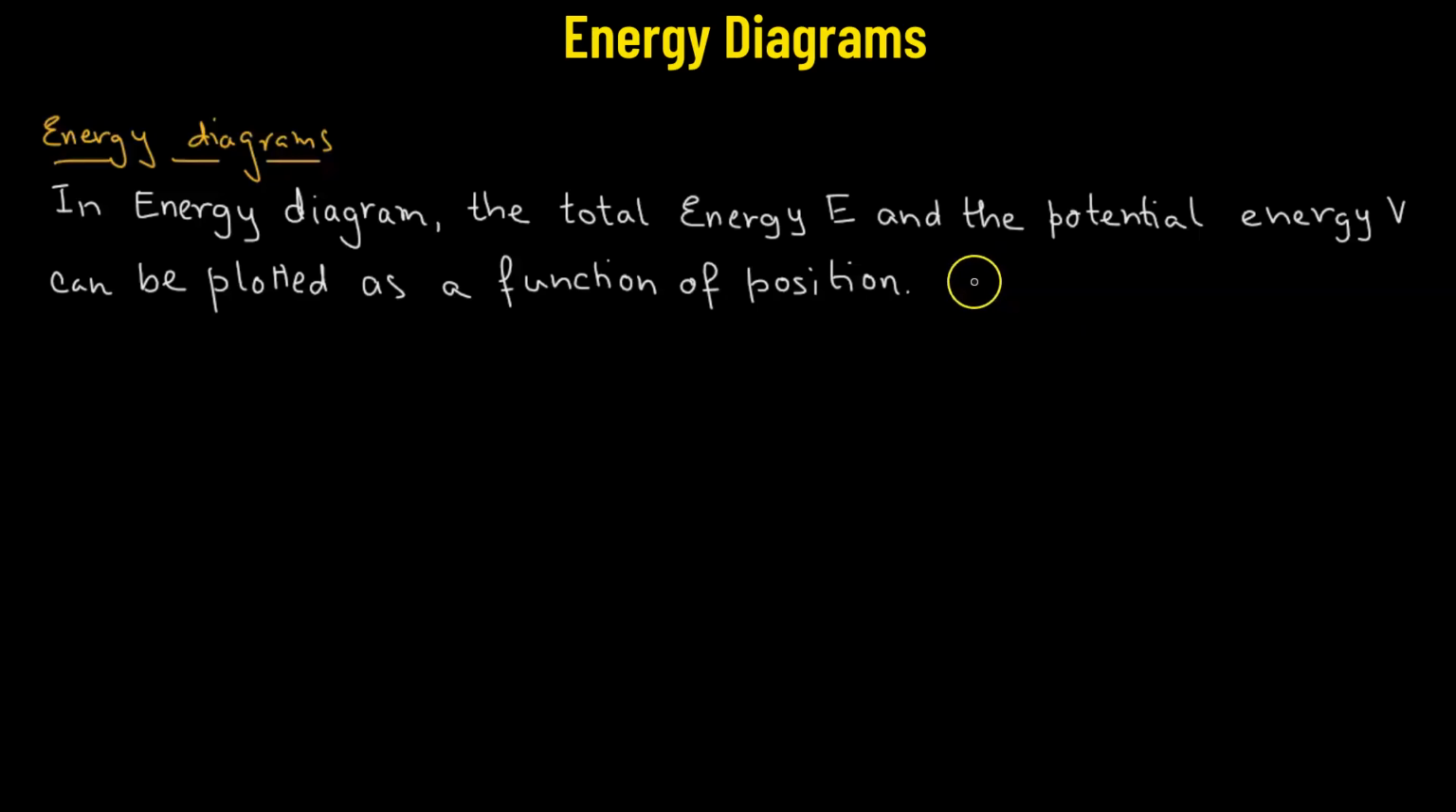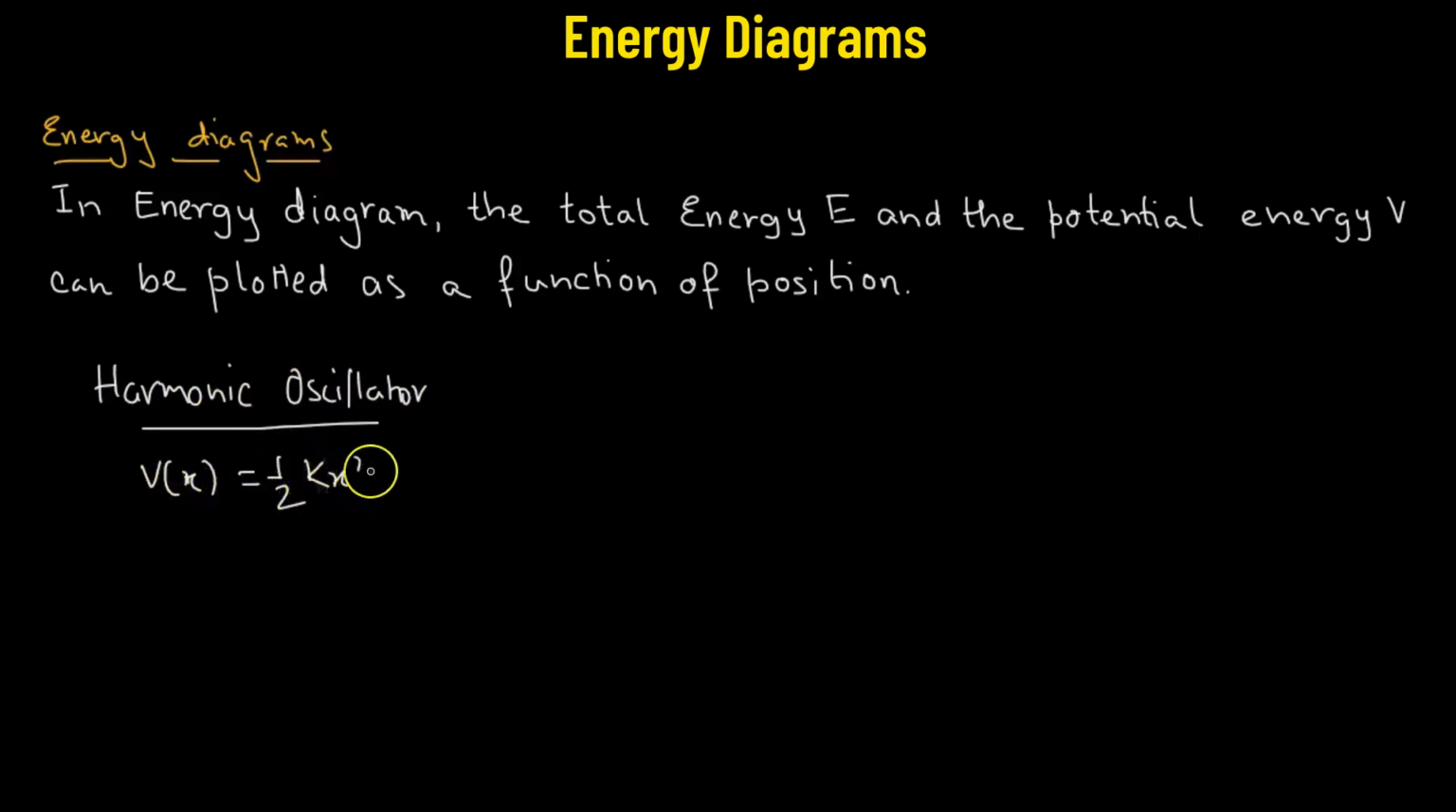We'll begin by considering a very simple problem: the one-dimensional harmonic oscillator. The potential, which is a function of x, is given by V(x) = half kx squared. We'll start by sketching the energy diagram.